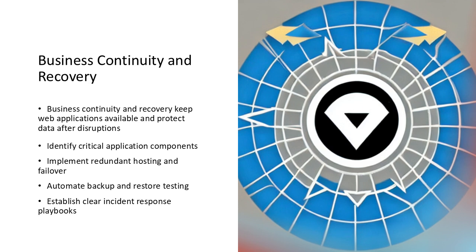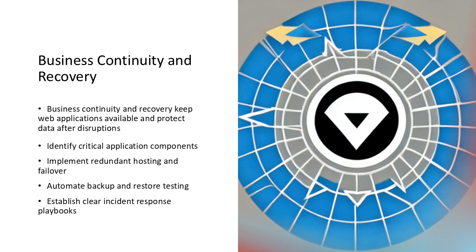Imagine your company's website is down due to a server crash, and you can't process customer orders. To prevent this, you need a plan for business continuity and recovery. What you need: 1. Identify critical parts. Determine which parts of your application are essential and must keep working even when something goes wrong. 2. Redundant hosting. Have multiple servers or hosting locations to ensure that if one crashes, the others can take over immediately.